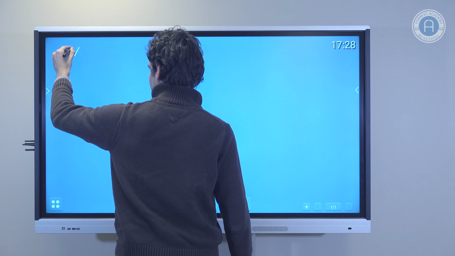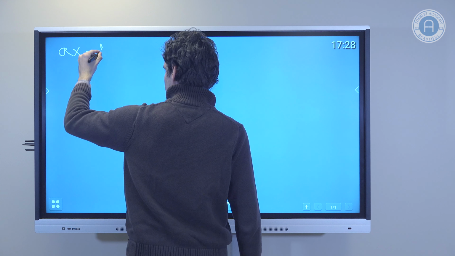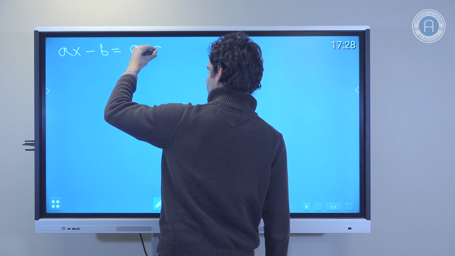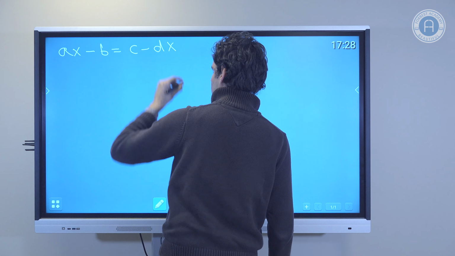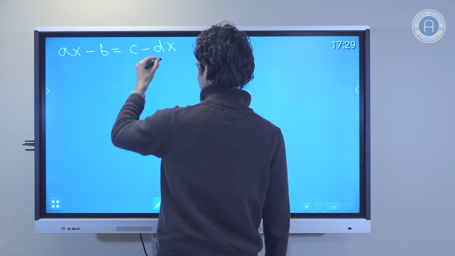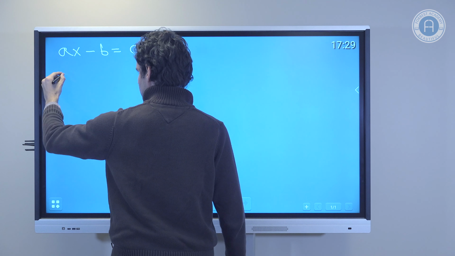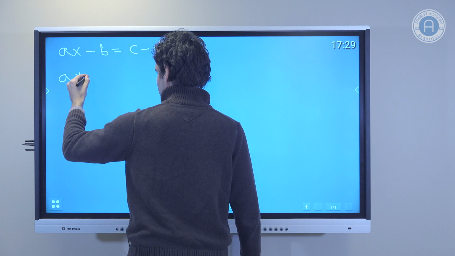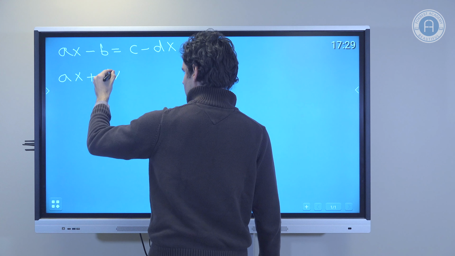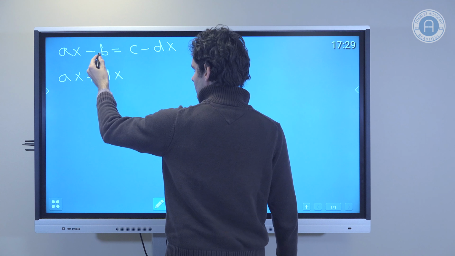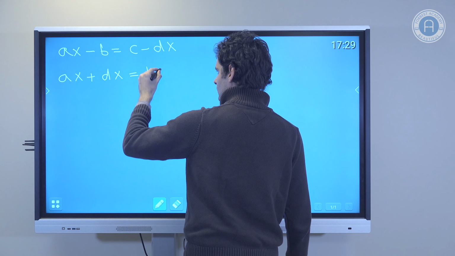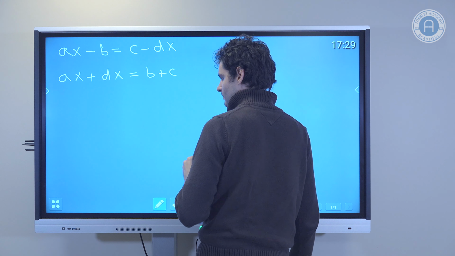We have ax minus b is equal to c minus dx. So let's combine all the terms with x. So we'll bring this term to the other side. Ax plus d times x. And then we'll bring this term to the other side. That will give us b plus c.